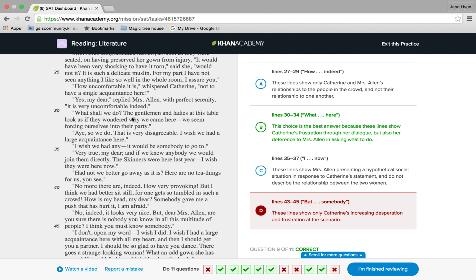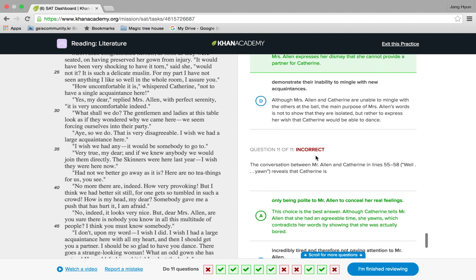Like, the gentlemen and ladies at this table look as if they wondered why we came here. We seem forcing ourselves into their party. So Mrs. Allen cares about how they look in front of the public. But Catherine is irritated. She's like, aye, so we do. That's very disagreeable. But she wants to state her thoughts. I wish we had a large acquaintance here. That's what she really wants.